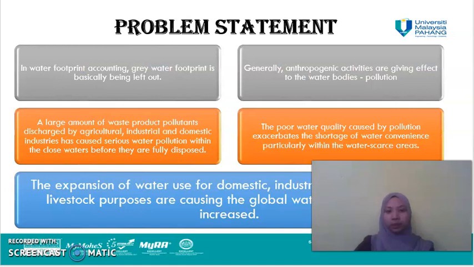The problem statement: in water footprint accounting, grey water footprint is basically being left out. Generally, anthropogenic activities are giving effect to the water bodies, which is pollution.